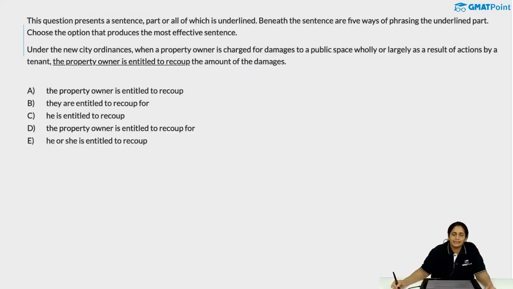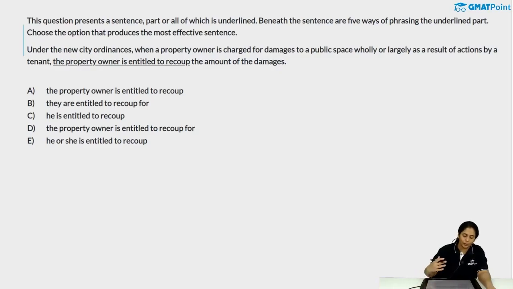In this particular sentence, we are looking at a sentence where there is redundancy involved in the use of noun. And in that case, the correct use of noun versus pronoun is the matter at hand. So let's take a look at the sentence. Under the new city ordinances, when a property owner is charged for damages to a public space wholly or largely as a result of actions by a tenant, the property owner is entitled to recoup the amount of the damages.